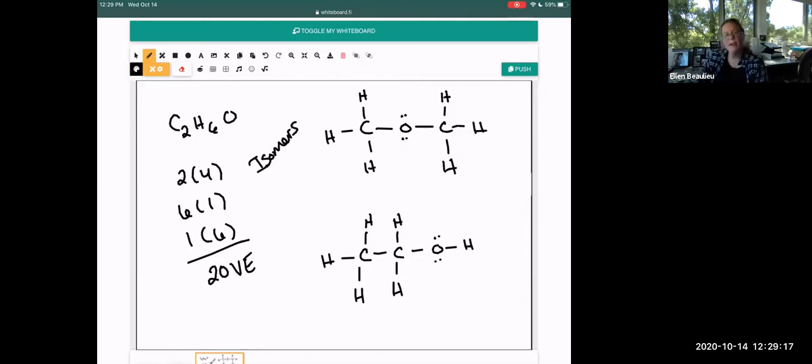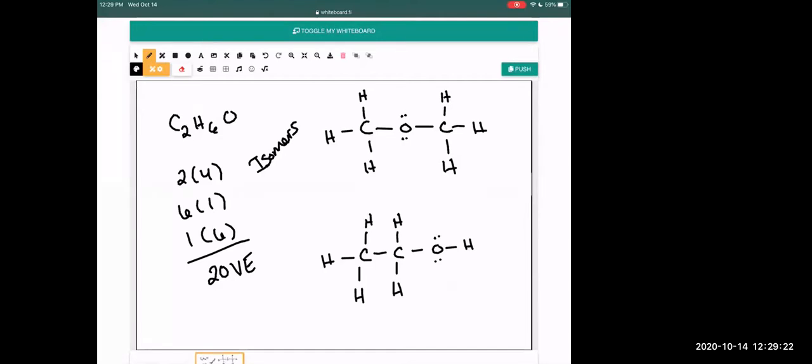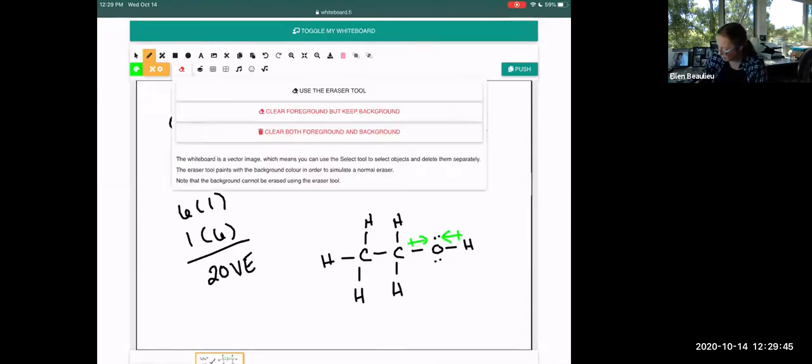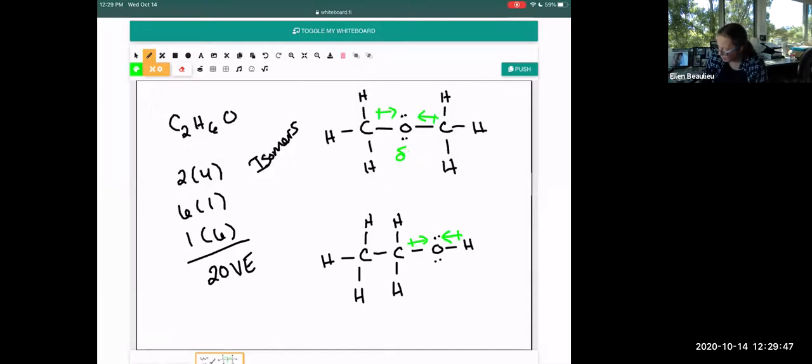Do you think they have any polar bonds? Yeah. They do have polar bonds. We were just saying that carbon and oxygen is a polarized bond. So there are little dipole moments where that oxygen is greedy. So these are polarized bonds. Hydrogen and oxygen is also a polarized bond. So that oxygen is partially, oh, not partially positive, partially negative.